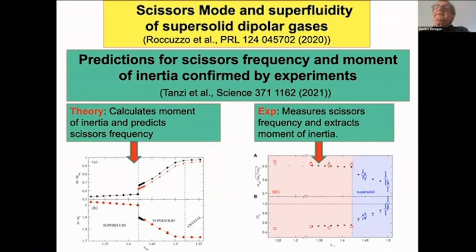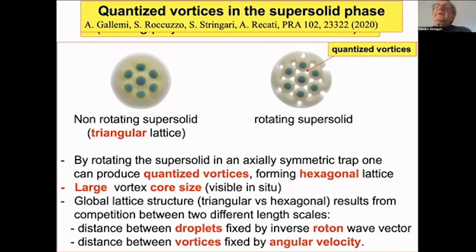Another important property of superfluidity is the existence of quantized vortices. If we create a non-rotating supersolid, we have a crystal structure. And what happens if you rotate this supersolid? Is this system able to host quantized vortices? The answer is yes. There are no experiments so far, because it is very difficult at the moment to generate two-dimensional supersolids.